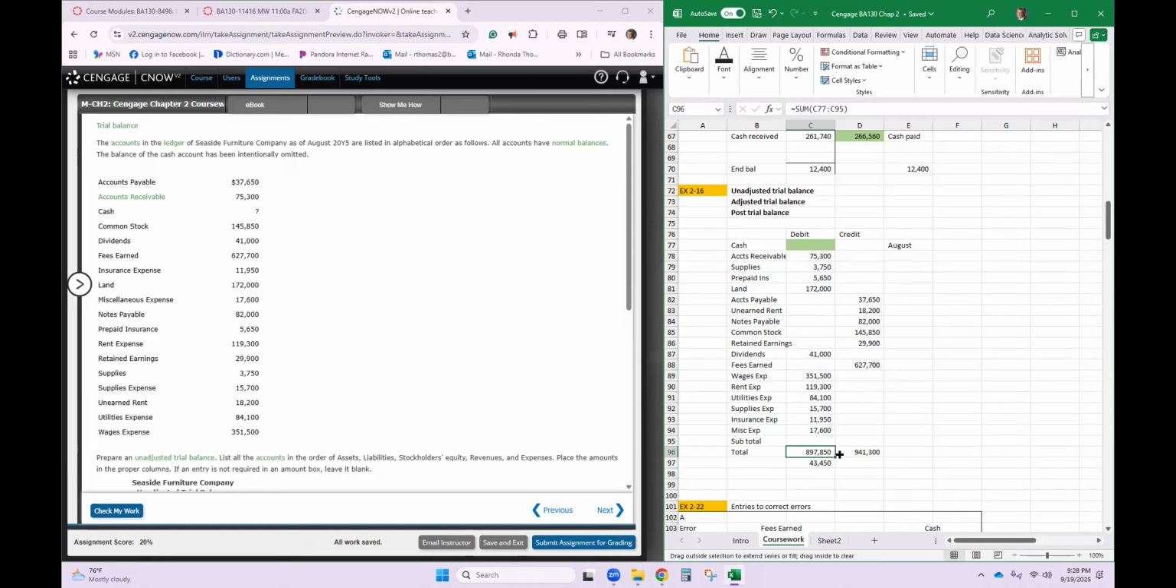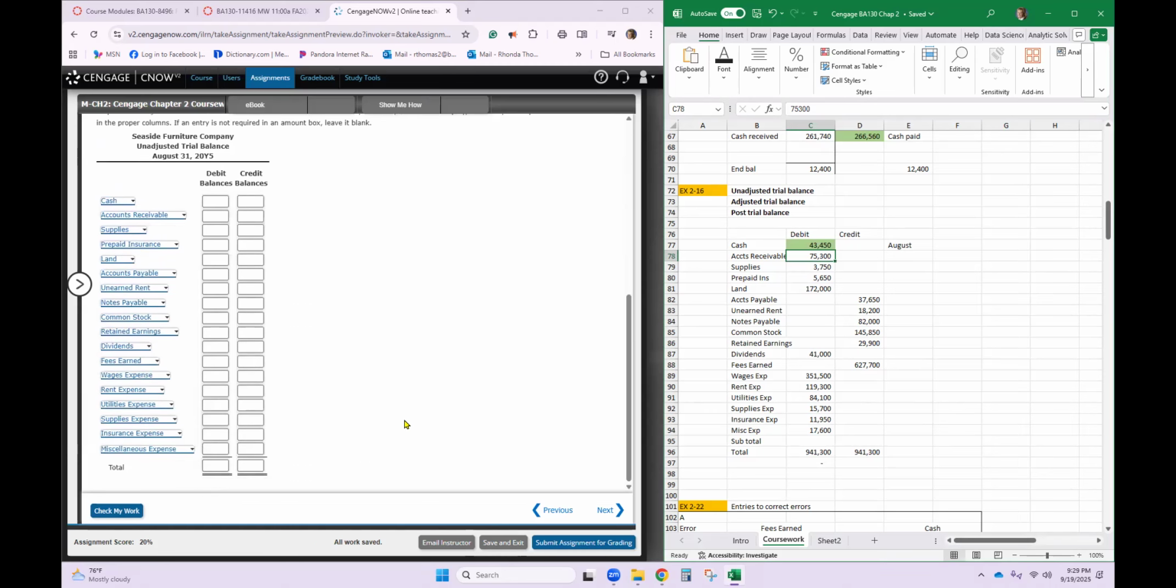They won't balance because there's a missing piece, right? The missing piece is up here, and I've colored it with green, and I've already put in a formula that subtracts the smaller from the larger. And it turns out that cash should be 43,450. Okay. When I put it in, then it matches.